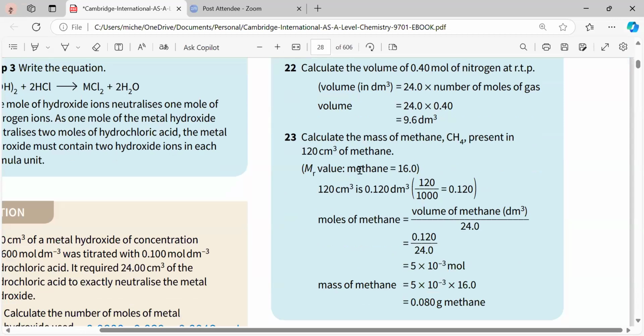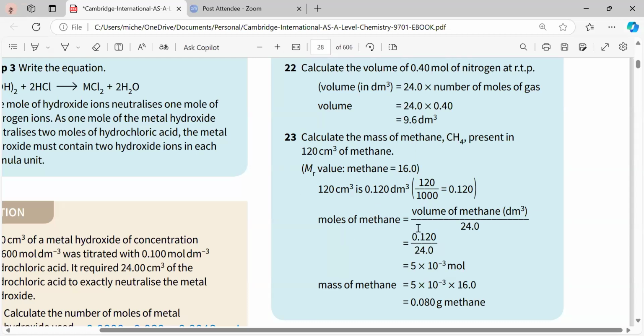So we now have question number 23, the worked example. Calculate the mass of methane, CH4, present in 120 centimeter cube of methane. So the Mr value of methane will be 16. First of all, we need to convert this. This is in centimeter cube, so we convert that to decimeter cube. To convert that, as you all know, 120 divided by 1000, and there we get 0.120 decimeter cube.